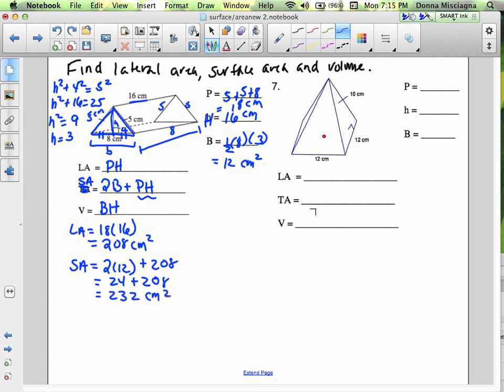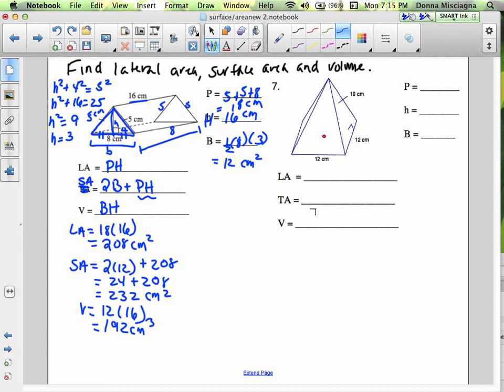For the volume, just take the area of your base, which is 12, times the height of your prism, which is 16. So 12 times 10 would give me 120. 12 times 6 would be 72. So 120 plus 72 is going to be 192 centimeters cubed. I just kind of did that one in my head.